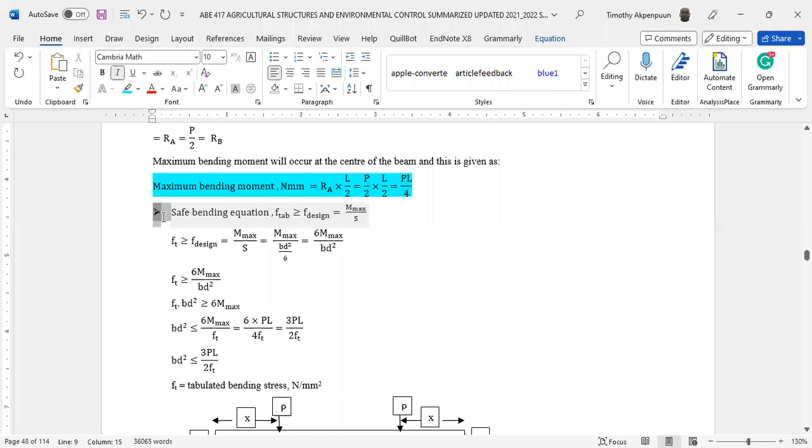You should know this equation. I want to shade it green. If you forget anything, do not forget this equation. The safe bending equation says what? F, that is what? Stress. Compressive stress, bending stress, the tabulated stress, should be greater than or equal to the design stress F, which is M max all over section modulus.